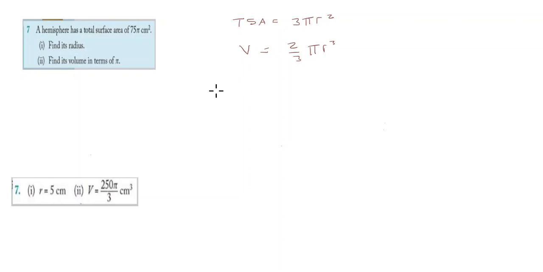Okay, so let's work through the following question. So a hemisphere has a total surface area of 75 pi centimeters squared. So a hemisphere. So let's think about that. Okay, so a hemisphere is going to look something like this.